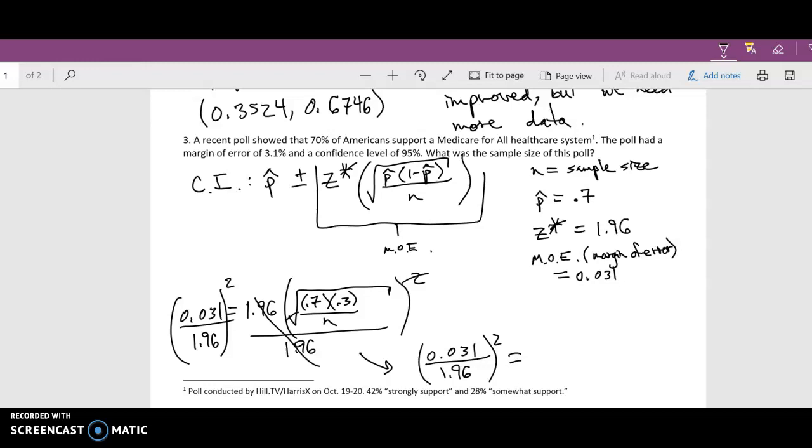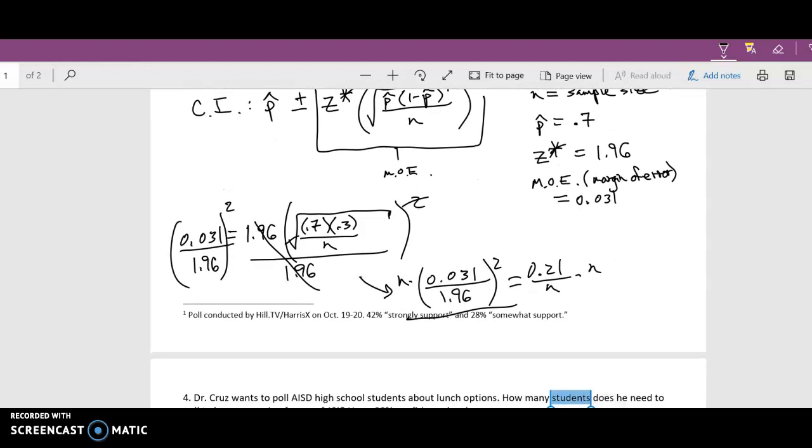And we're going to be left with 0.21 over n. I'll multiply on both sides by n. And we're going to divide on both sides by this nastiness, 0.031 over 1.96 squared on both sides. So those are going to go away, and we're going to divide by 0.031 over 1.96 squared. So n is going to be 0.21 divided by this square.